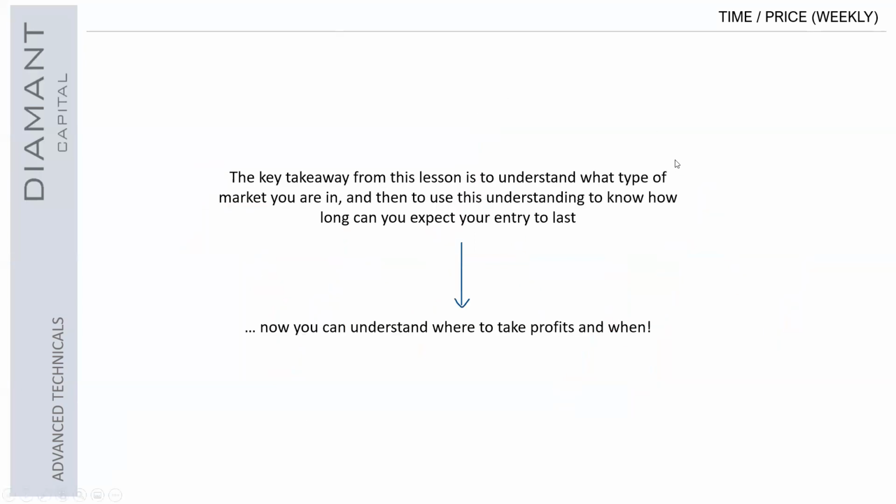So the key takeaway from the lesson: understand what type of market you're in, then how long you can expect your entry to last for. Of course that leads into profits and when you take those profits as well. That's the most important thing. But yeah, guys, that's it for time and price on a weekly time frame.